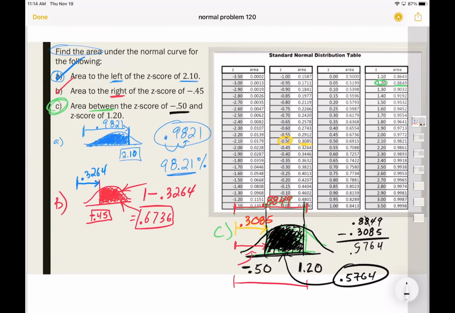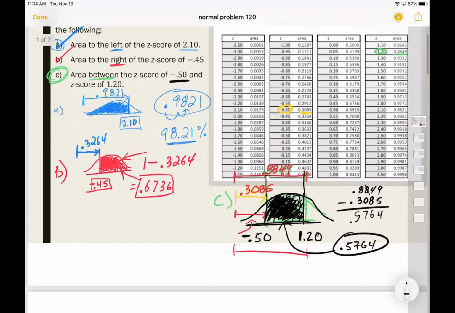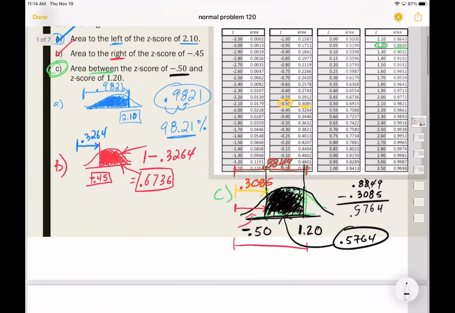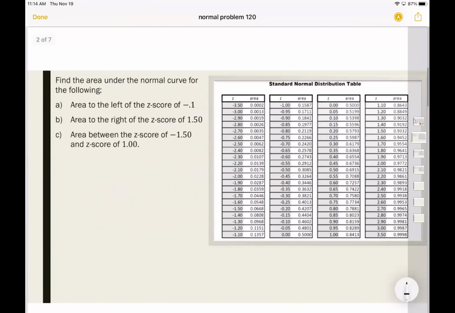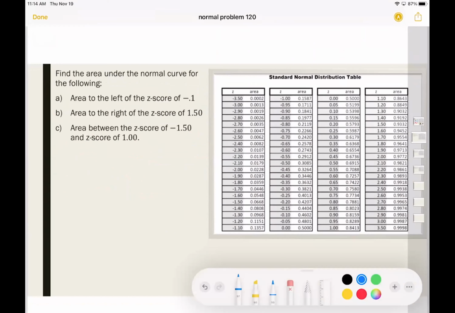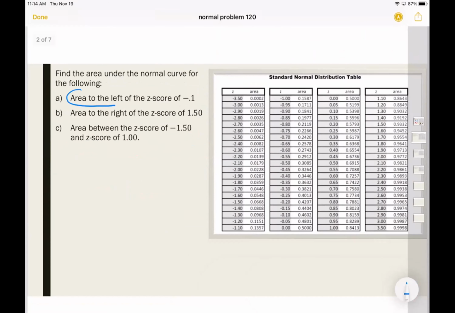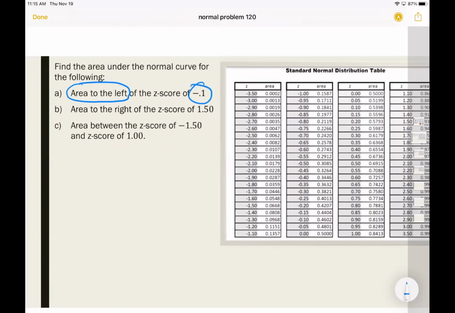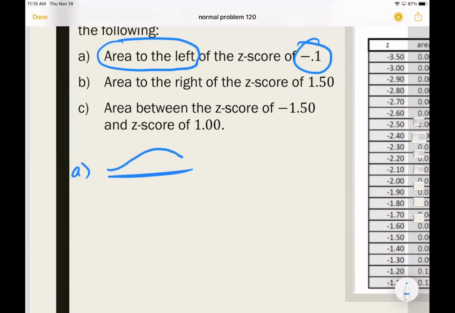So let's try another one, and then I'll take your questions. If you have a question, let's take a look at this here. Again, I wrote the same thing, I just changed the number. Let's take a look at the blue item here. They ask us for the area to the left of -1. And this is what I advise you to do: let me sketch my normal distribution.